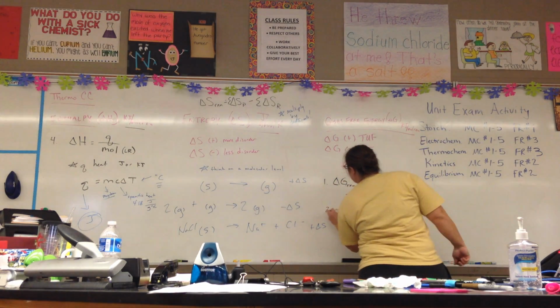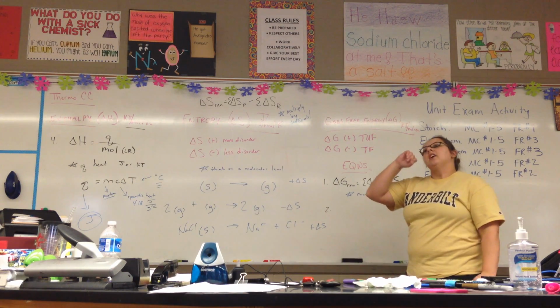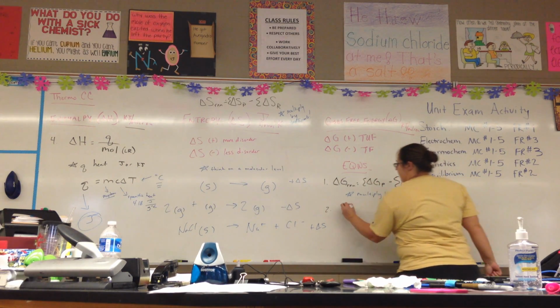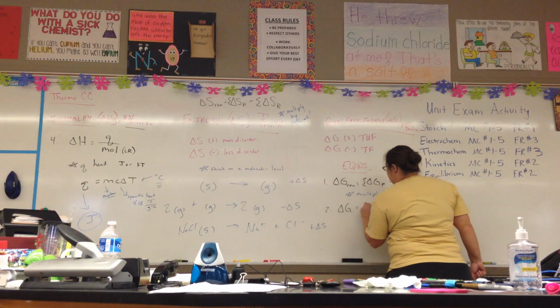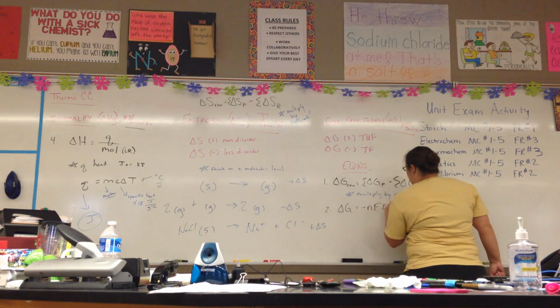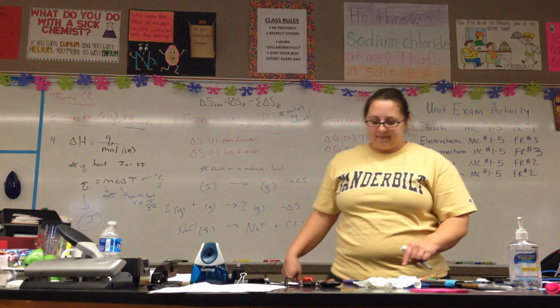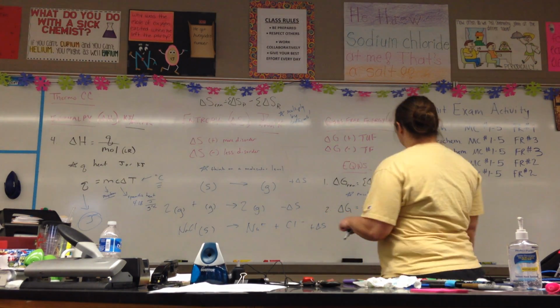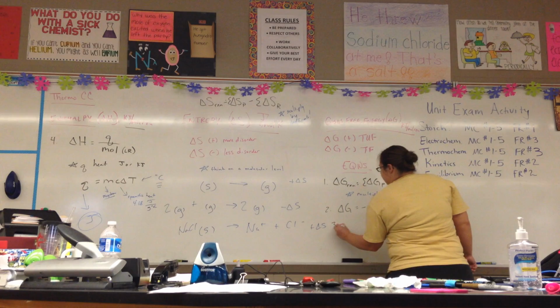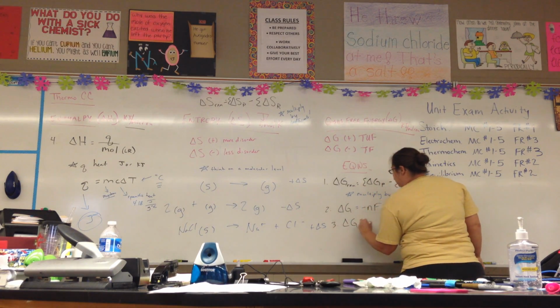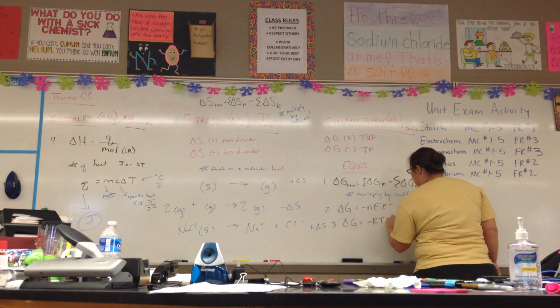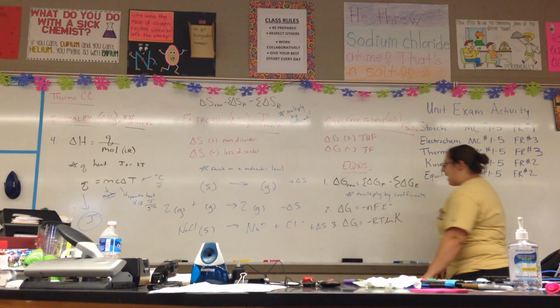Another equation relates delta G to electrochem. So, delta G equals negative n F phi. We're going to talk more about this when we get to electrochem, which is the next one. The third one is relating delta G to equilibrium, delta G equals negative RT ln K.